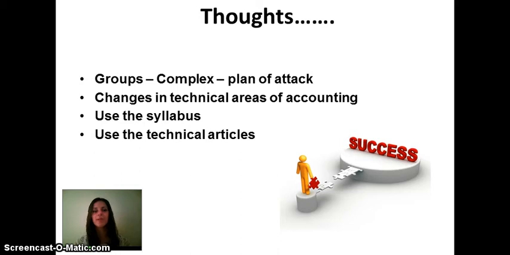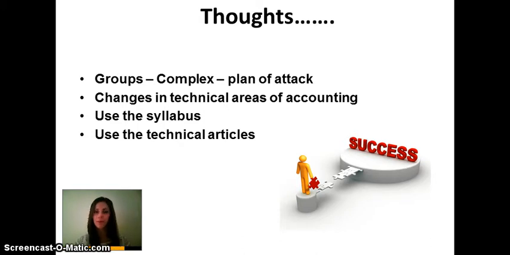So just what are my final thoughts? Well, in P2, whenever you're dealing with groups, you get complex groups. So there's going to be D-shaped, vertical groups, there's going to be acquisitions during the year, there's maybe going to be parts of that group that's sold during the year. All these are various technical areas that you're going to have to deal with within one big question in question one.